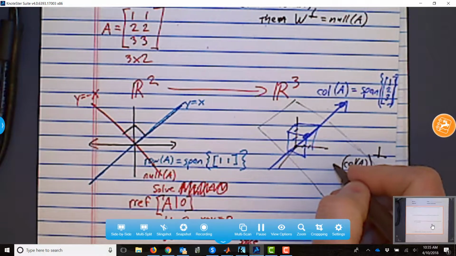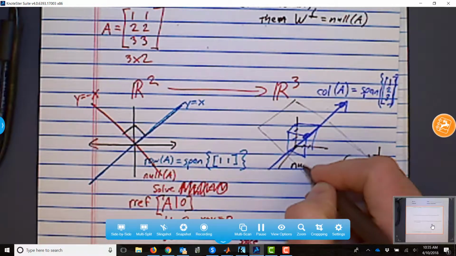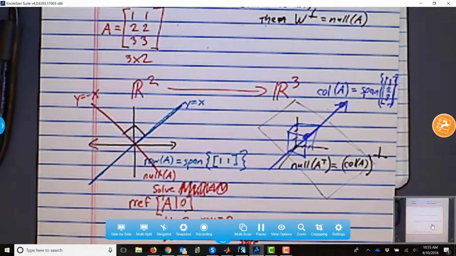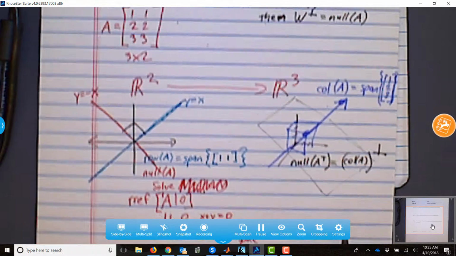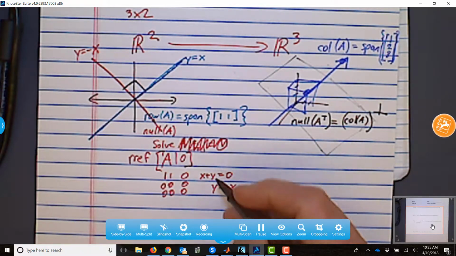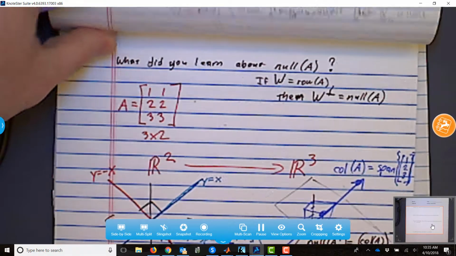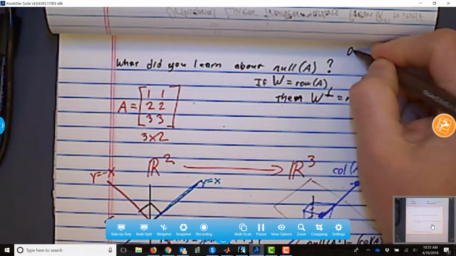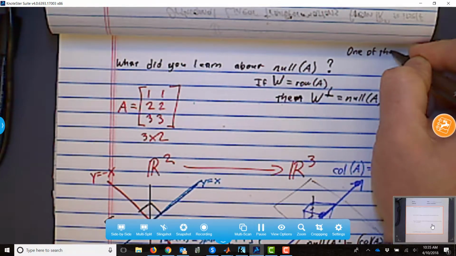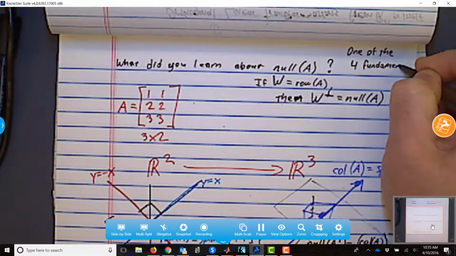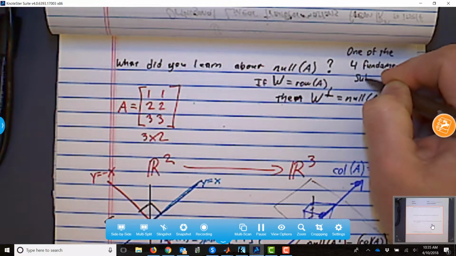But it turns out that what that is, that's the null space of A transpose. The null space of A transpose. And so these are called the 4 fundamental subspaces. Okay? So basically, when I say, what did you learn about the null space of A? What I hoped you learn is that it's one of the 4 fundamental subspaces.